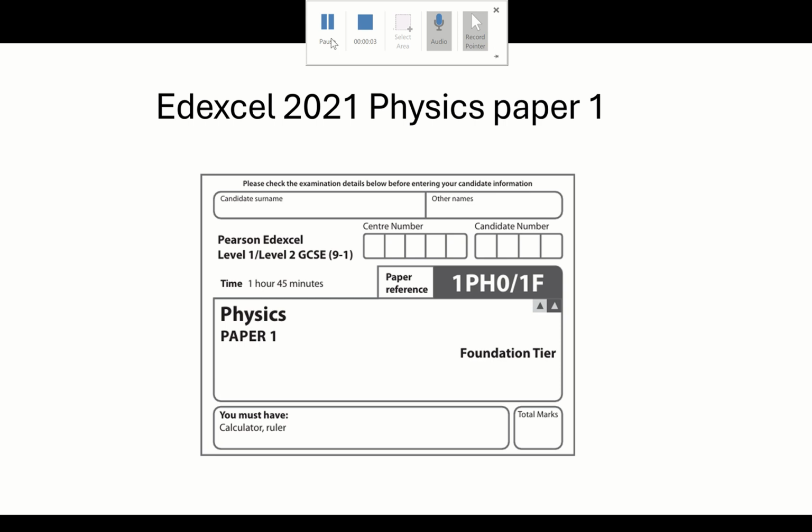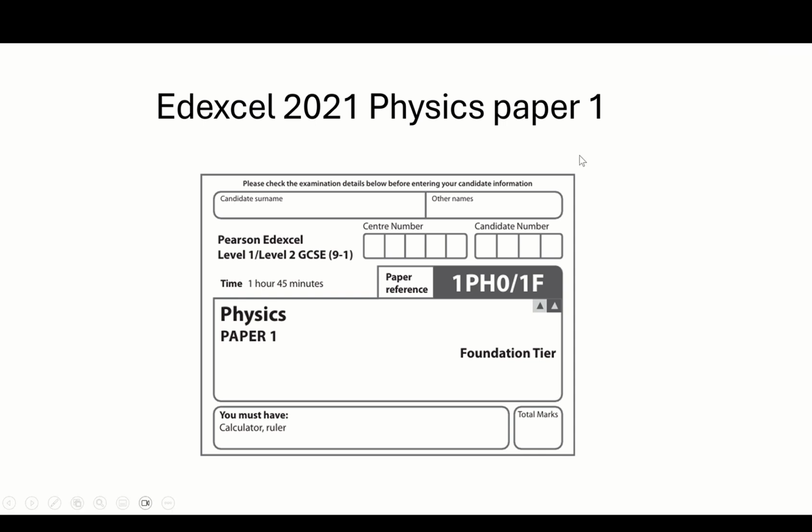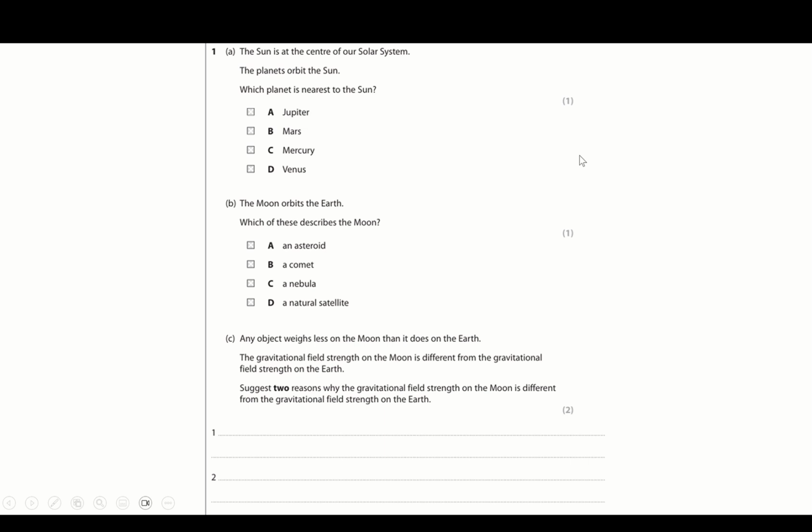Okay, Edexcel Physics 2021, paper 1, and this is for foundation. So, question 1. The sun is at the centre of our solar system. The planets orbit the sun. Which planet is nearest to the sun?